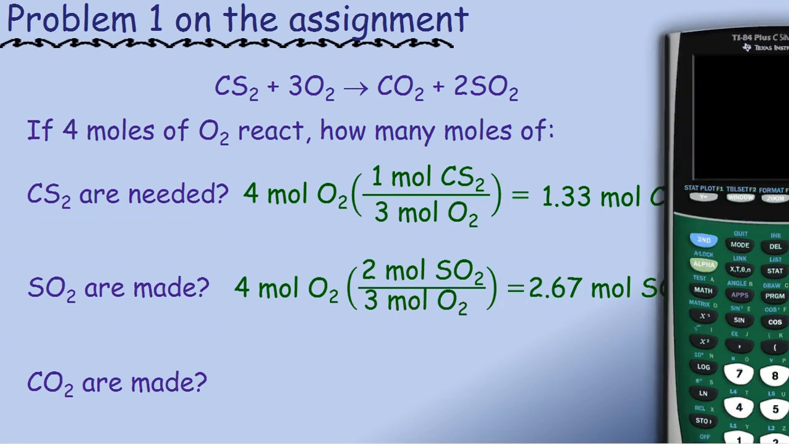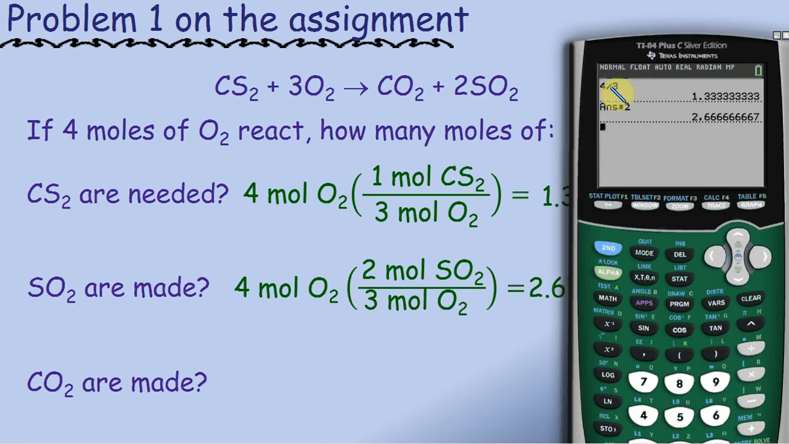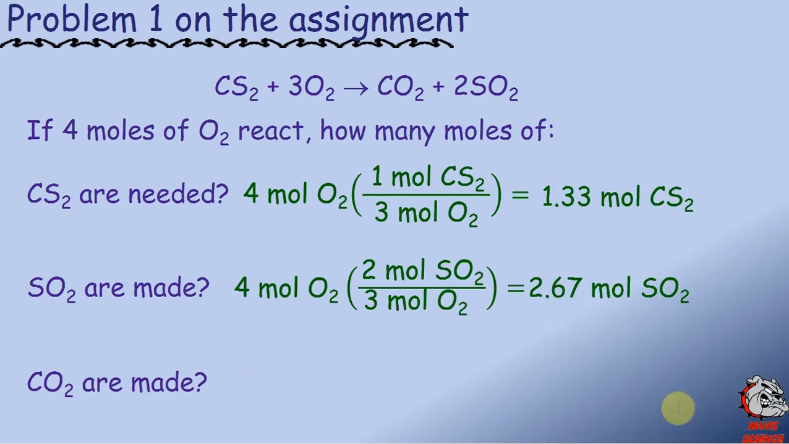If you don't believe me, oh, the calculator went off. I've got to turn it on because otherwise the batteries run down. I did 4 divided by 3 times 2, and got 2.67.